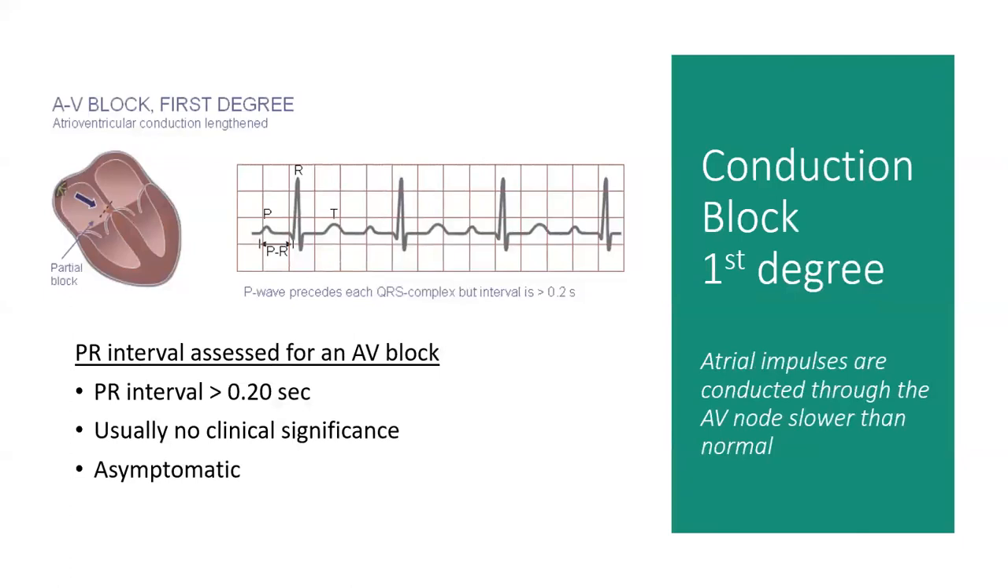So conduction block first degree: atrial impulses are conducted through the AV node slower than normal. So the PR interval is assessed for the AV block. Your PR interval is greater than 0.20 seconds, so this interval here is going to be greater. Your first degree AV block looks very similar to your normal sinus rhythm, so make sure you're watching to see, is this greater than 0.20 seconds? Usually no clinical significance, and they're usually asymptomatic with this one.